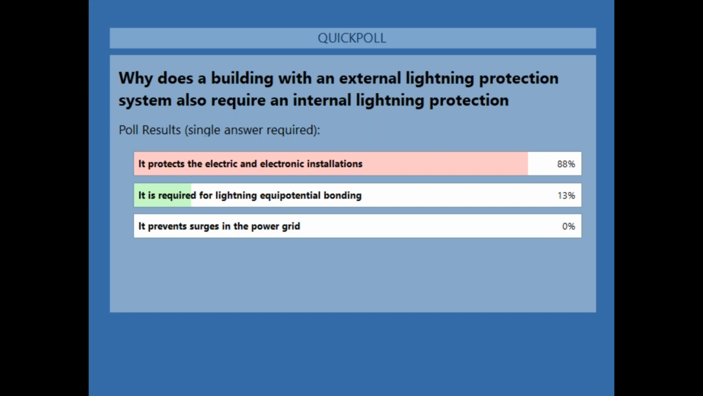Well, okay, you can't actually bond the phase lead of your incoming power. You don't actually want to bond it. That's a short. You don't want to do that. You want to produce a control of the voltage, which is what equipotential bonding actually does. It controls the voltage. Well, that's what your SPD does.